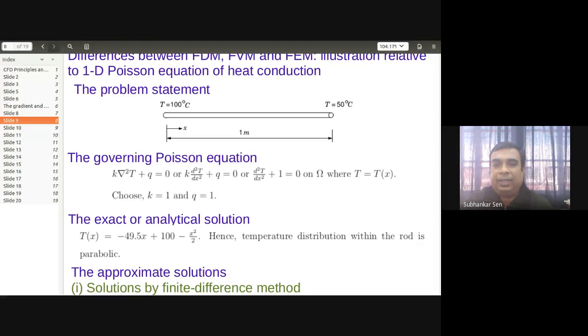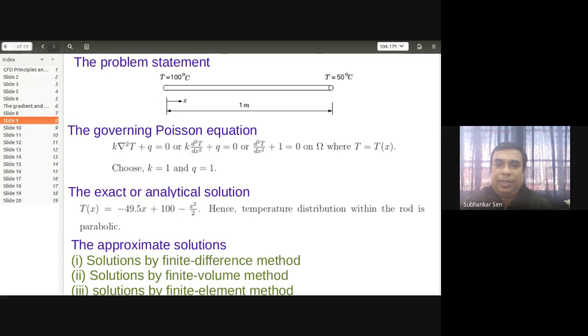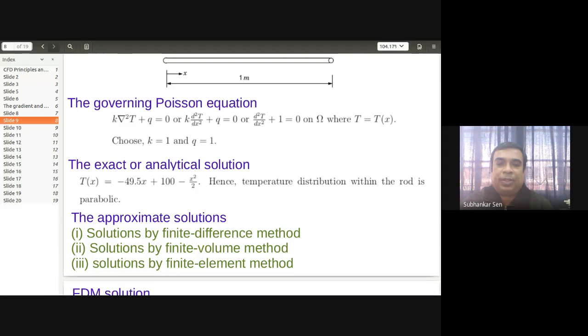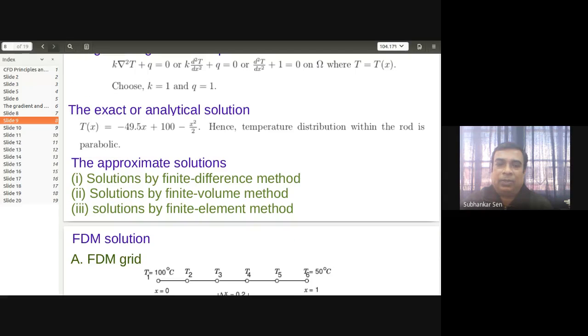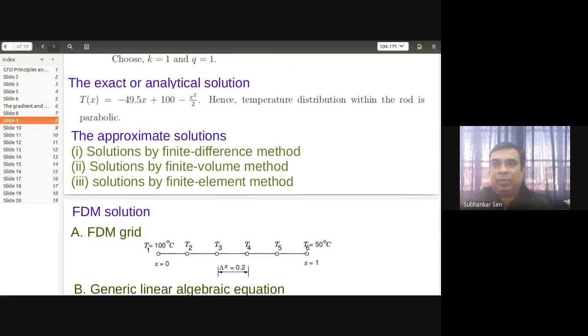This you can easily integrate and you get the solution. This solution is known as the exact solution or the analytical solution. Since this is a linear ordinary differential equation, we are able to solve it, and we get the exact solution. Now, if we want to use CFD, we shall get approximate solutions. So we can use the finite difference method, FVM, or FEM. I shall briefly discuss the implementation of the finite difference method.